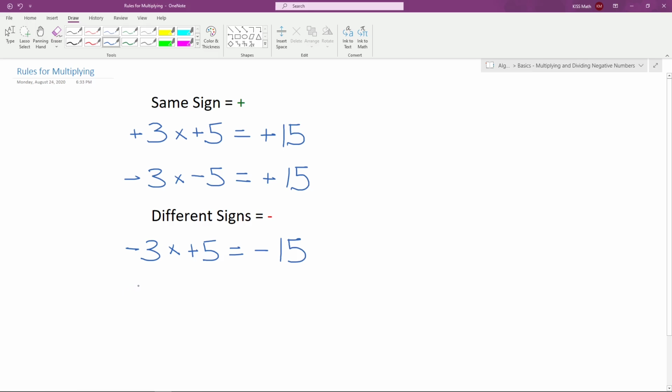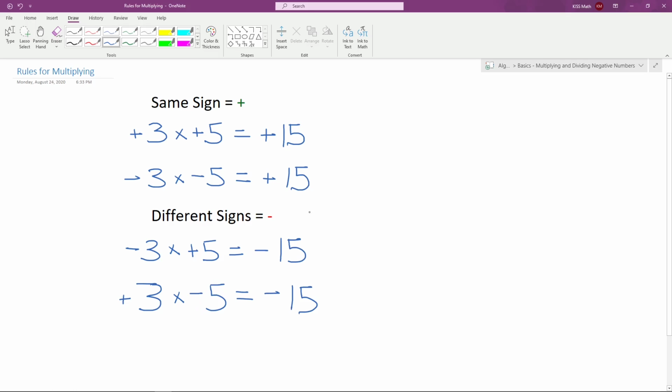And similarly, if you have a positive 3 times a negative 5, again, you'll get negative 15 because this time the 3 is positive and the 5 is negative.